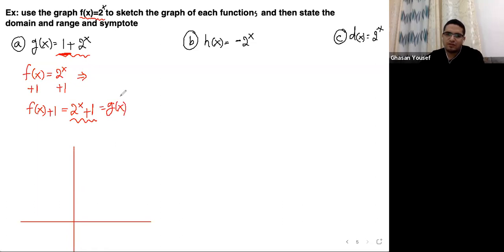So to graph the function g of x, I have to graph the function f of x equals 2 to the power x. Then I have to add 1. Adding 1 outside the parentheses, outside the function, means we have to shift the function 1 unit up. This is just a review.